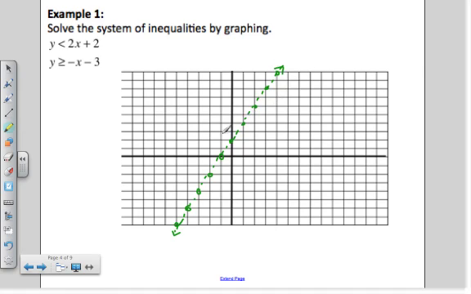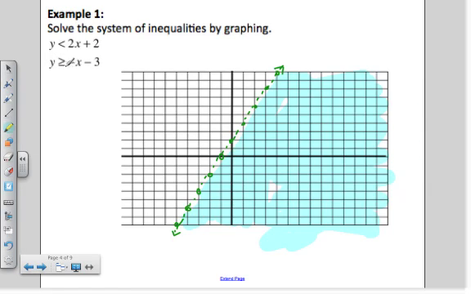Okay. Y is less, so where do I shade? If you said below, you are correct. Okay, so I want to make sure it's clear that I'm trying to get all the way to the line. And there we go. Yay for highlighters.